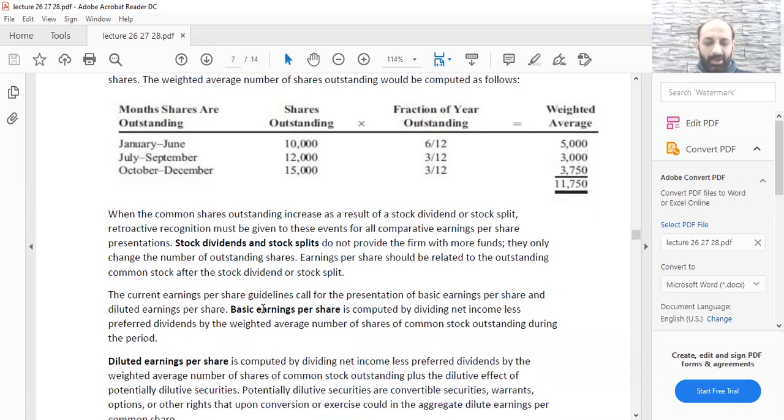The current earnings per share guidelines call for the presentation of basic earnings per share and diluted earnings per share. Now, what is basic earnings per share?